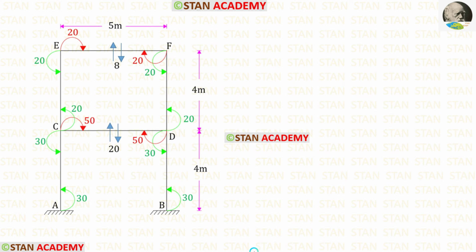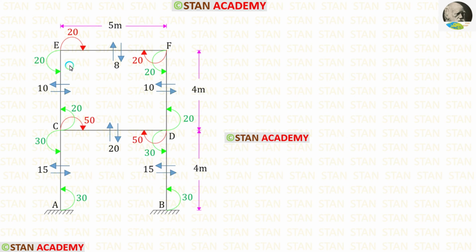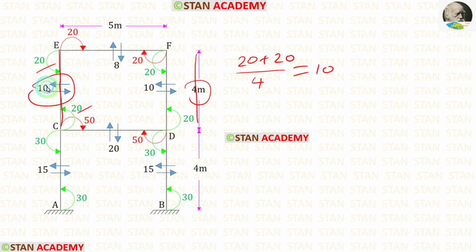In this analysis, we have calculated all of the moments. We have calculated the shear forces in the beams. Now let us find the shear forces in the columns. First, let us find the shear force in the column EC. For that, we have to add these two moments, so 20 plus 20. Then we have to divide by the height 4. When we do that, we will get 10.